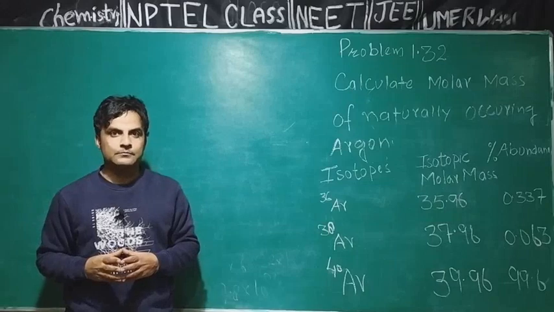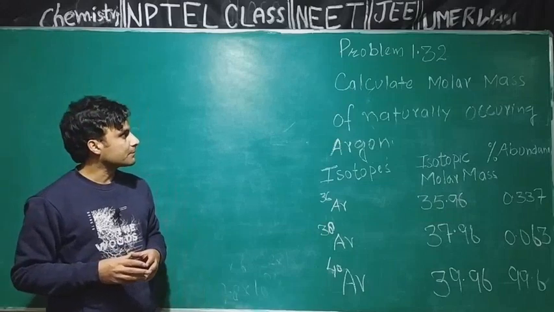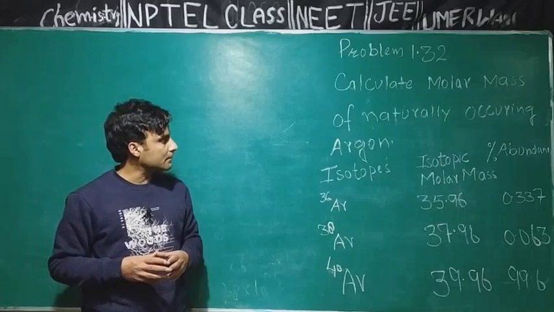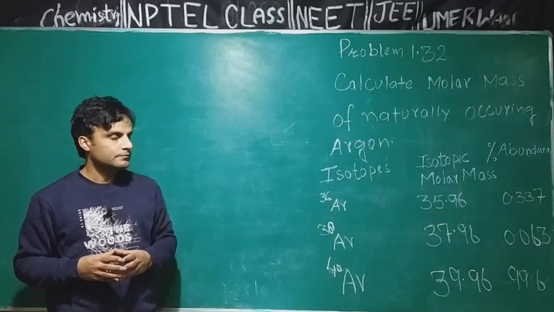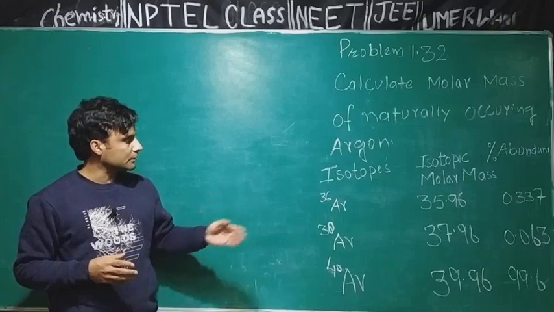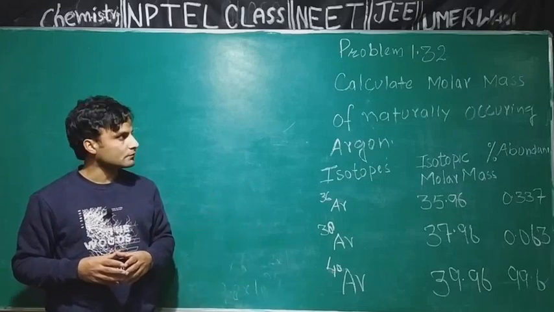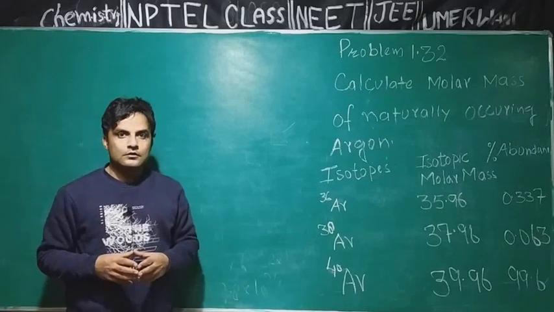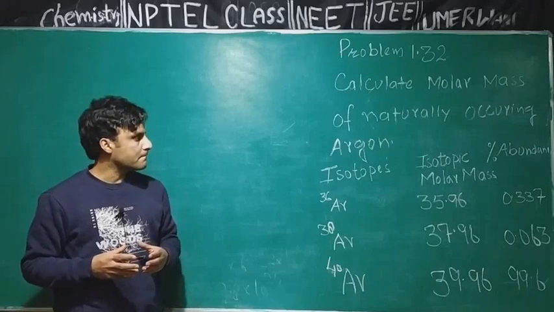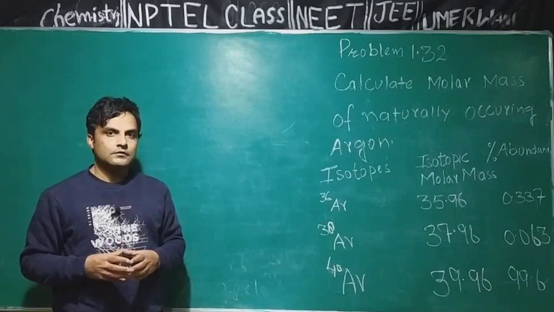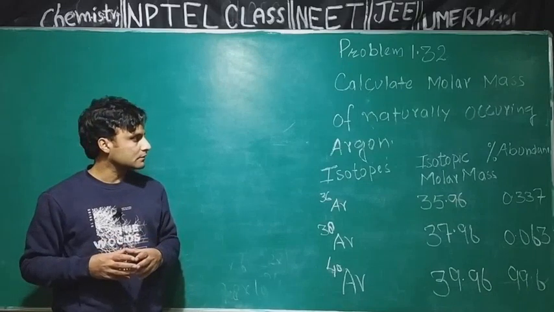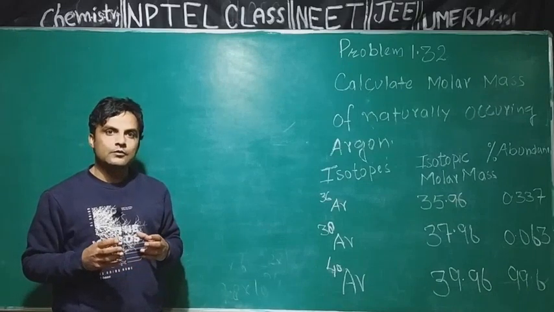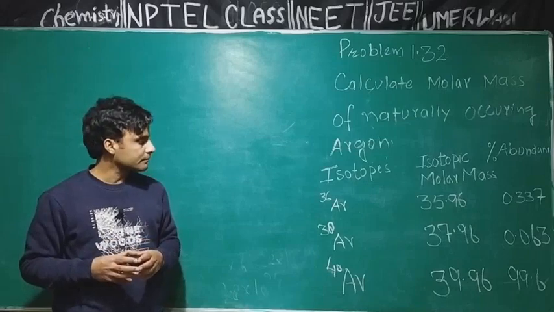11th NCERT problem 1.32. So our problem is: calculate the molar mass of naturally occurring argon using the following data. This problem is based on the concept of molar mass, in fact average molar mass.